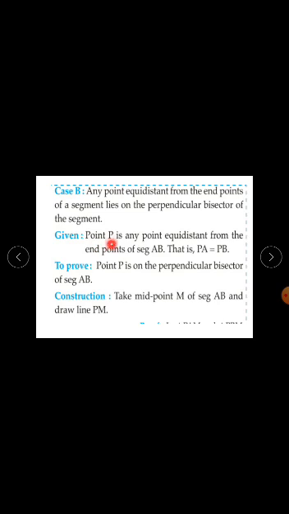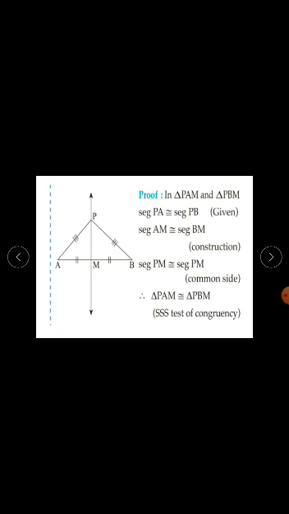Given: point P is any point equidistant from the endpoints of segment AB, that is PA equals PB. To prove: point P is on the perpendicular bisector of segment AB. Now the construction: take the midpoint M of segment AB and draw line PM.